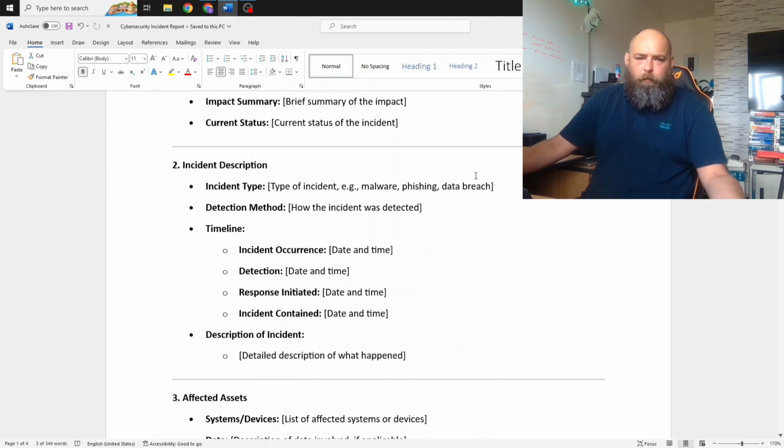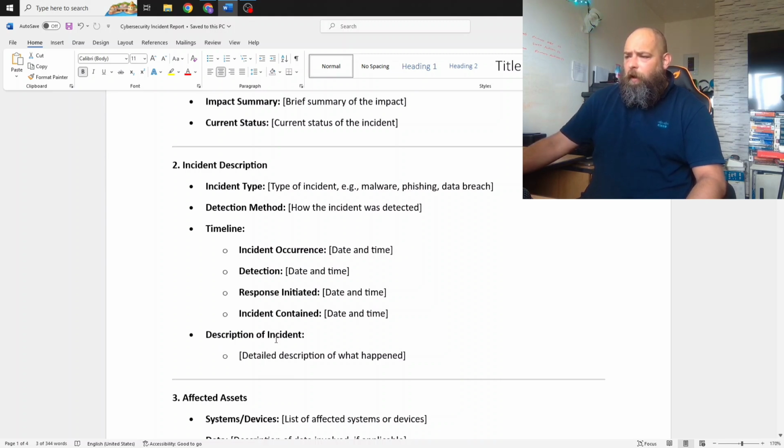Should that unauthorized access involve the plant room or server room? Then, of course, there's a detection method, so how the incident was detected and who by. Under that, there would be a timeline, so the incident occurrence, such as the date and time, the detection of it, the date and time, the response initiated, such as date and time, and when the incident was contained.